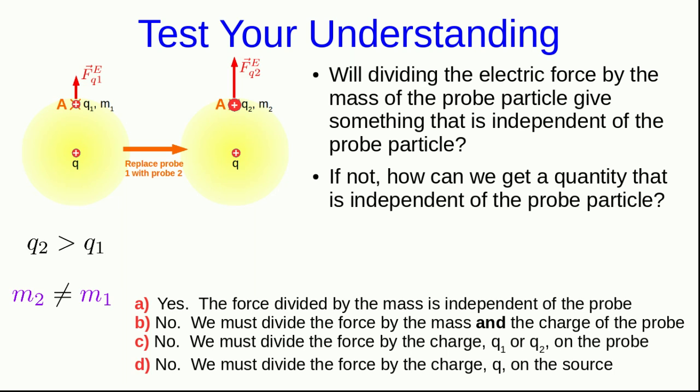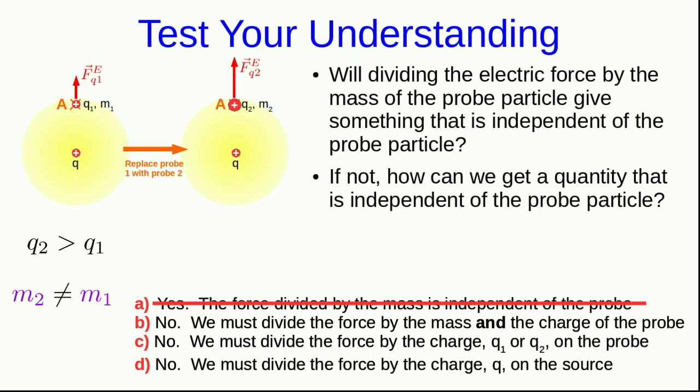We know that Q2 is bigger than Q1, and that's why the force on Q2 is bigger than the force on Q1, but we know nothing about these masses, and so in general, we certainly don't expect that dividing these forces by the masses would give us the same answer for both probe charges. So A is right out. But I gave you a hint.